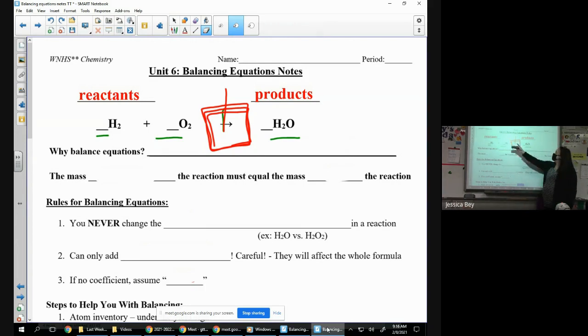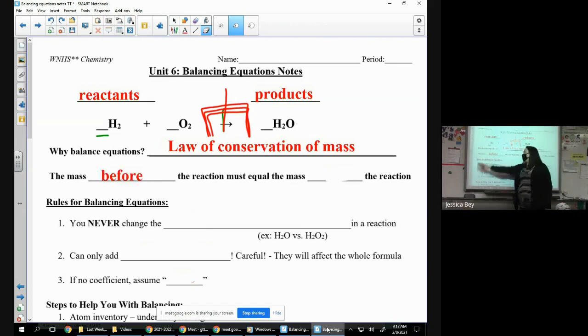So a lot of people are like, well, what does it matter? Who cares? Can't you just leave the reaction like that? There's this really big law that we learned in the second unit that says matter can't be created or destroyed. It's called the law of conservation of mass. Very good. So we have to balance equations because of the law of conservation of mass. If you start with 2 oxygens, you surely better end up with 2 oxygens as well. The mass before the reaction must equal the mass after. So that means we must account for every single atom.